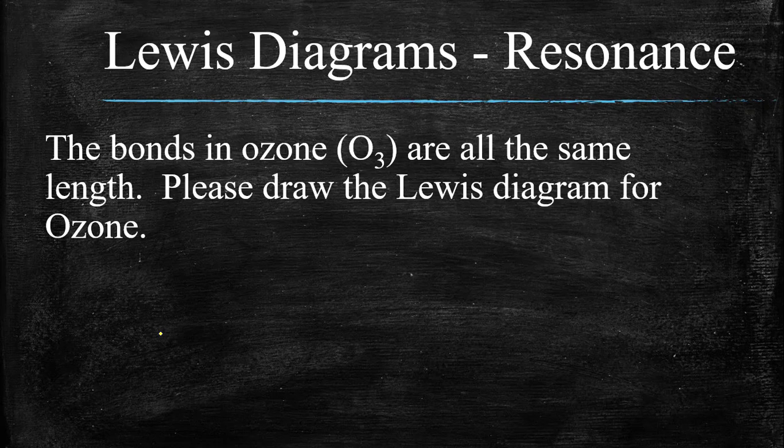Let's try a simple one for you guys. You're going to look at ozone. The bonds are all the same length. Please draw the Lewis diagram. I'm going to give you a hint. You are going to need resonance. And I'll even give you another hint. Oxygen is the central atom. So go, draw it out, come back, and I'll run through it.